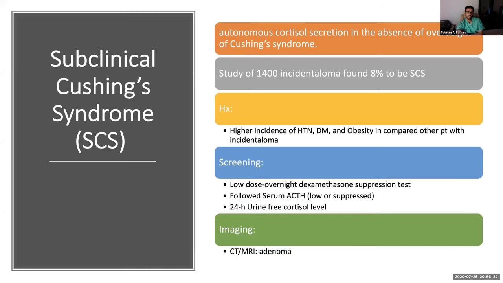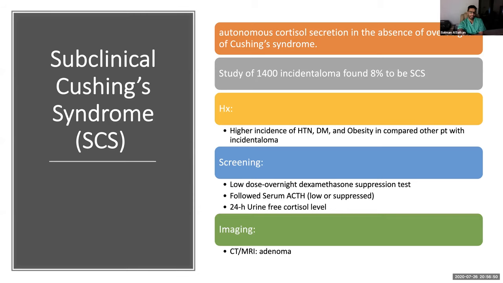Okay, the other entity is subclinical Cushing syndrome, which is basically autonomous cortisol secretion in the absence of overt signs of Cushing syndrome. A study of 1,400 incidentalomas found about 8% to have subclinical Cushing syndrome. History: patients will have hypertension, diabetes, and obesity compared with other patients with incidentaloma.